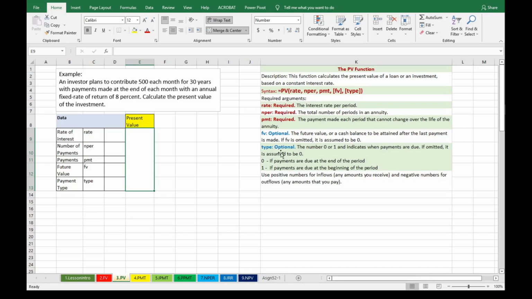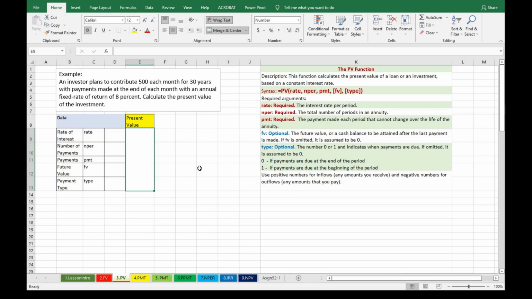Then type argument is an optional argument. This is number 0 or 1 and indicates when payments are due. If omitted, it is assumed to be 0. 0 means the payments are due at the end of period, and 1 means the payments are due at the beginning of period. Now we need to again remember to use positive numbers for cash inflows and negative numbers for cash outflows.